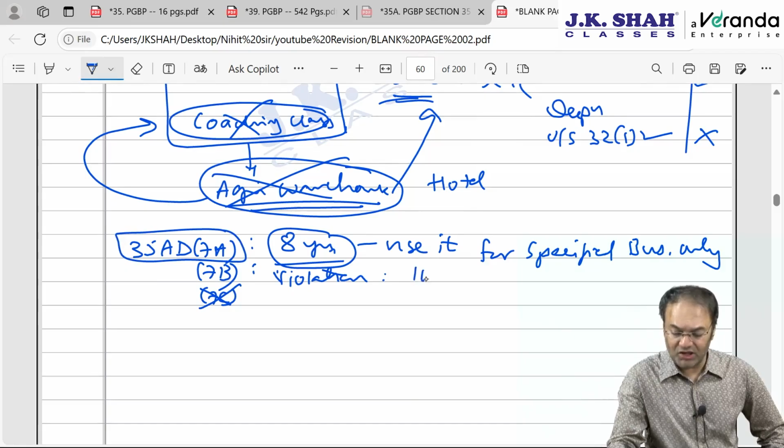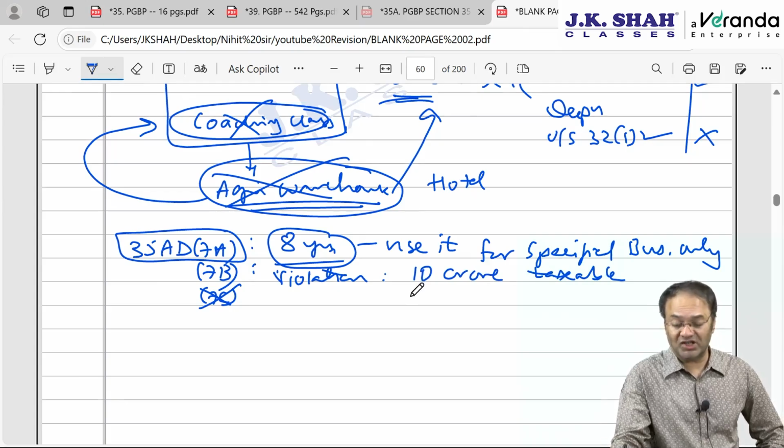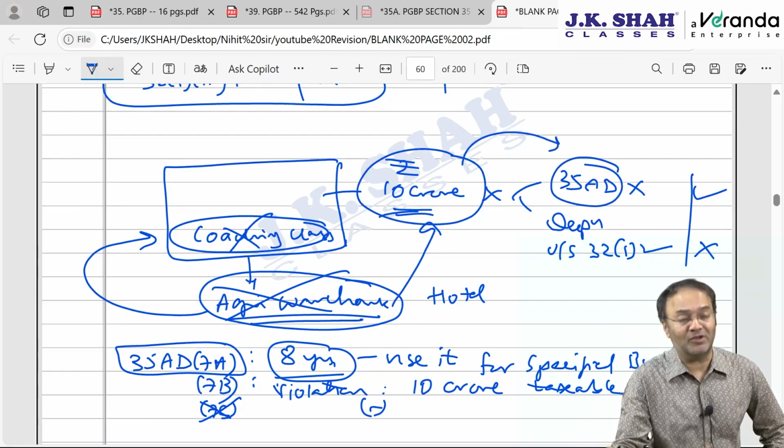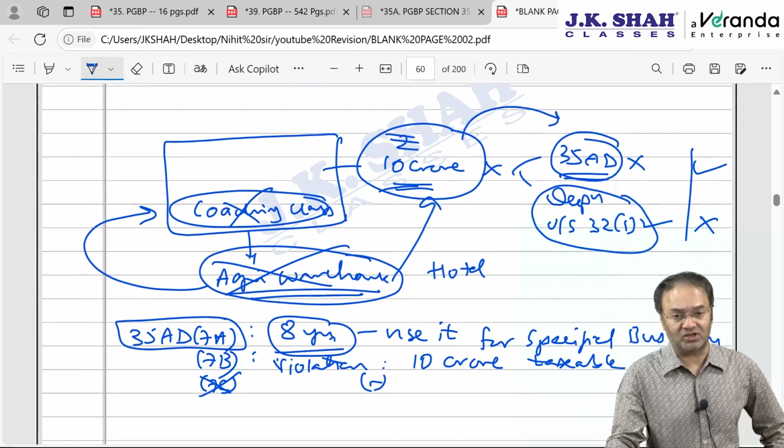But then how much? 10 crore will become taxable. But then government says not the entire 10 crore, just like the AMT chapter if you recollect. My benefit under 35AD is not the full 10 crore. If I have claimed 10 crore in the first year, my benefit is not 10 crore because by claiming 35AD, I am compromising with depreciation.